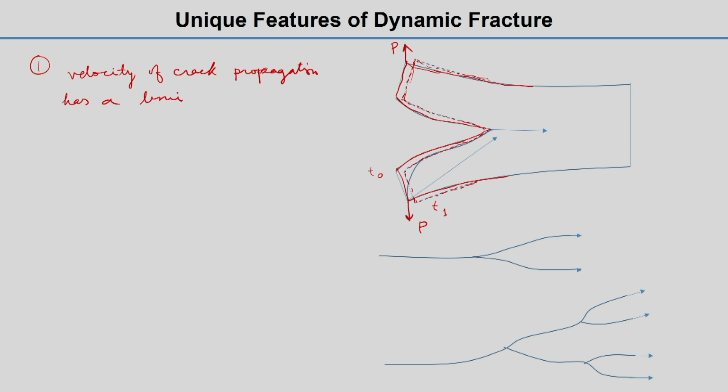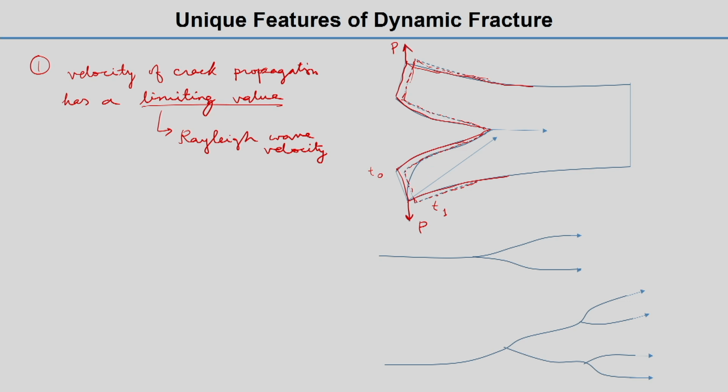has a limiting value. That limiting value is nothing but the Rayleigh wave speed, the Rayleigh wave velocity. So why it is the Rayleigh wave velocity, we'll try to explain.